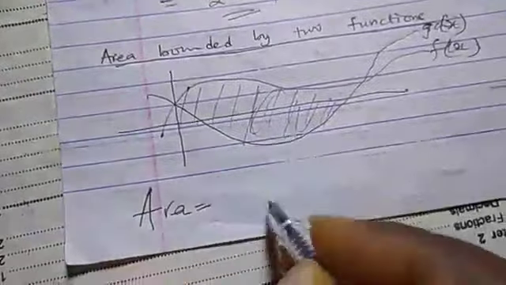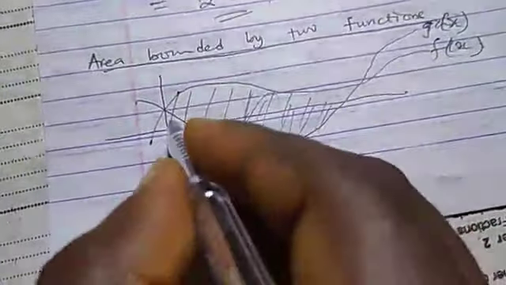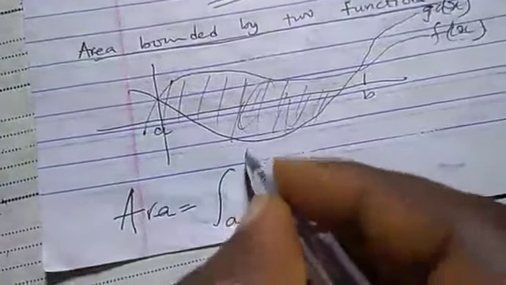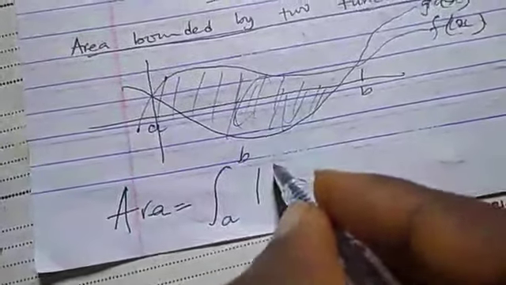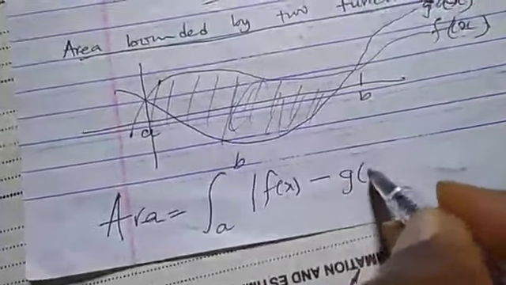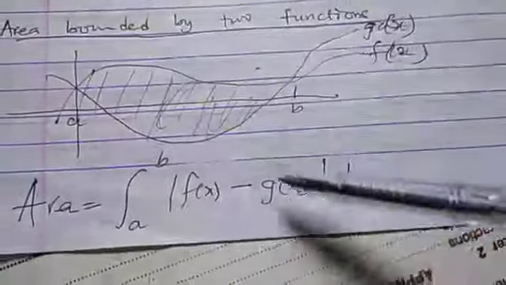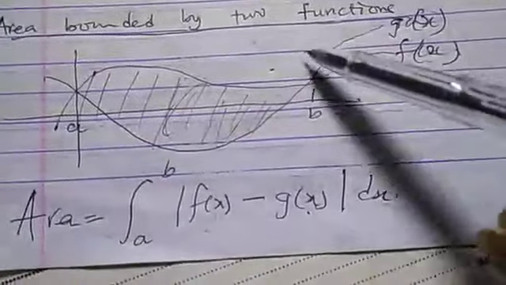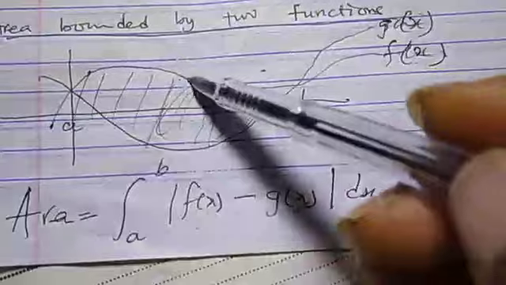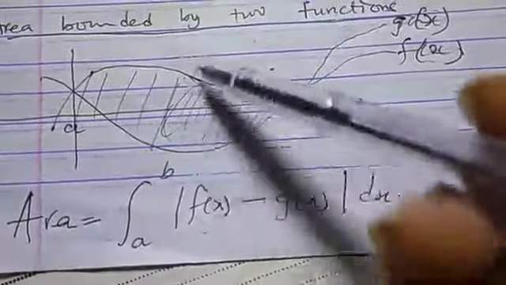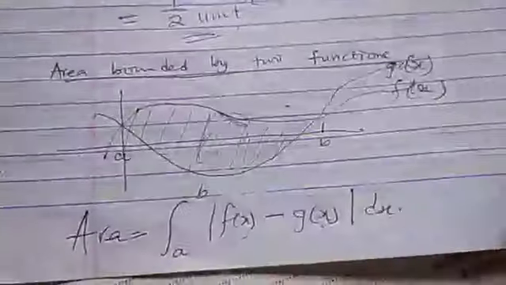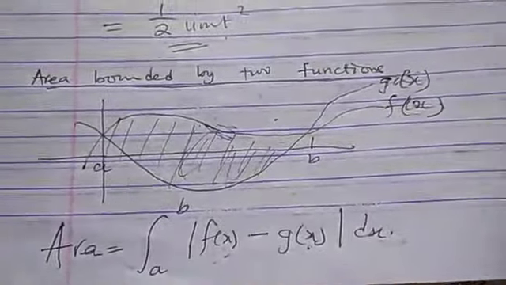Area is equal to, let's say they meet at point A and B. It will be A comma B, f of x minus g of x dx. Why do we say f? We pick f before because f is on top. So the one that is on top will come before the second one, so that you will not be getting negative. And if you get negative, just neglect it.